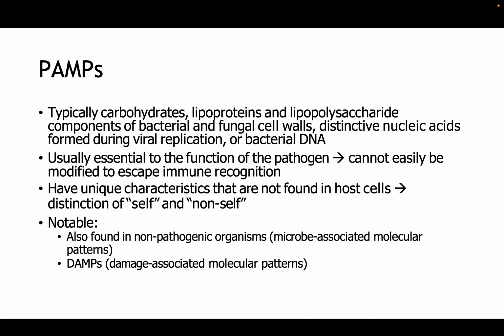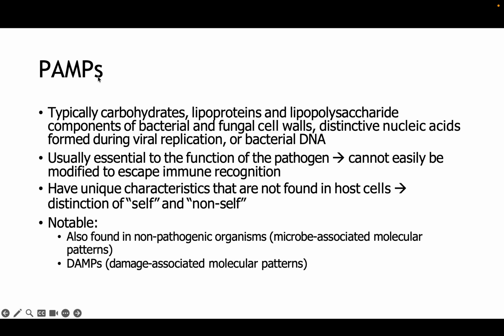This could be different methylation status. This could be different structures. For example, some viruses have double-stranded RNA, which we don't have. These are different things that to an immune cell, or specifically an innate immune cell, are foreign, and it is able to distinguish them from healthy and something that is foreign material or pathogenic. So these are the PAMPs.